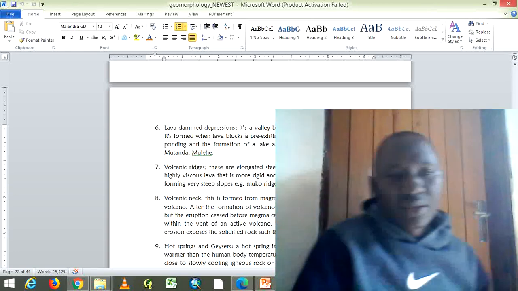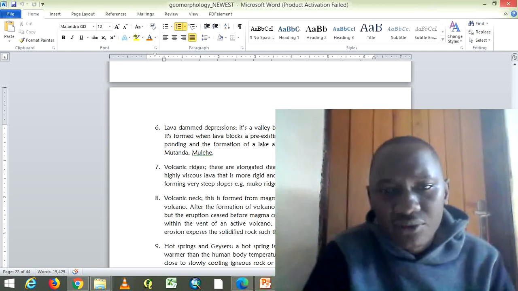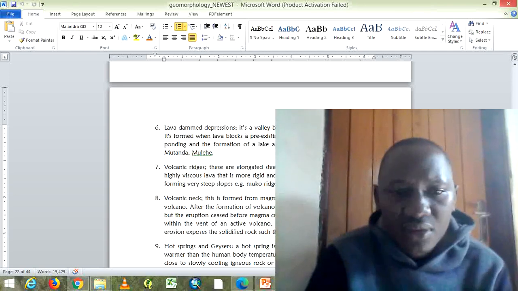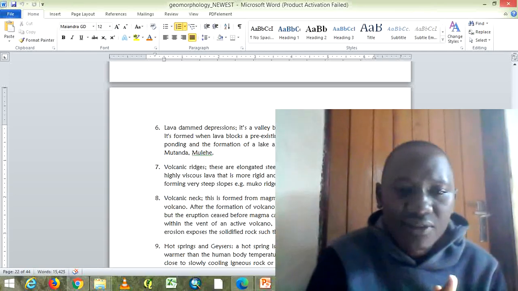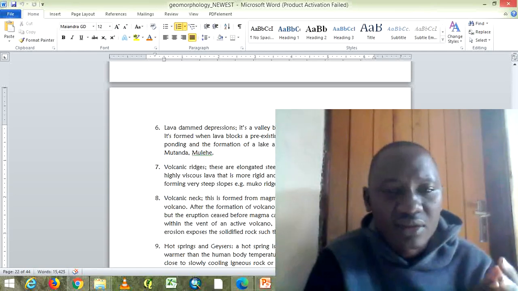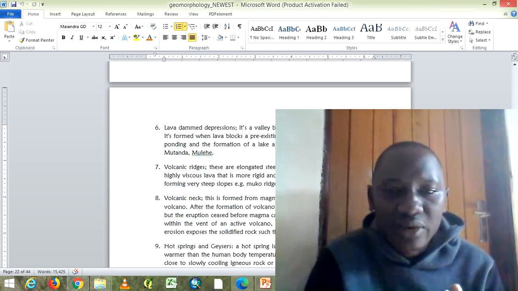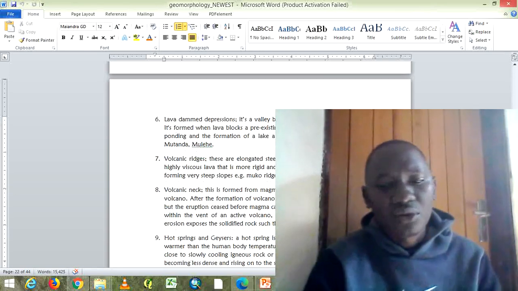Then you have the volcanic neck, formed from magma that solidifies within the vent of the volcano. After the formation of a volcano, magma moves up through the vent, but the eruption ceases before the magma reaches the surface of the earth, thereby solidifying within the vent of an active volcano, forming a volcanic neck. Later on, when it's exposed by erosion, then we have a solidified rock, such as Toro rock. That is a volcanic neck.